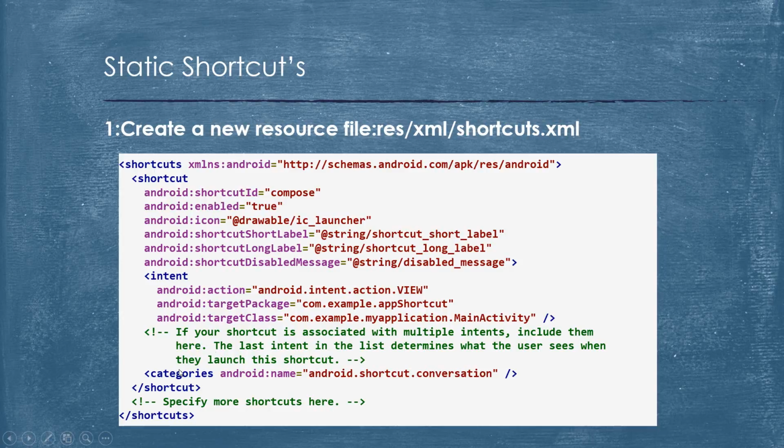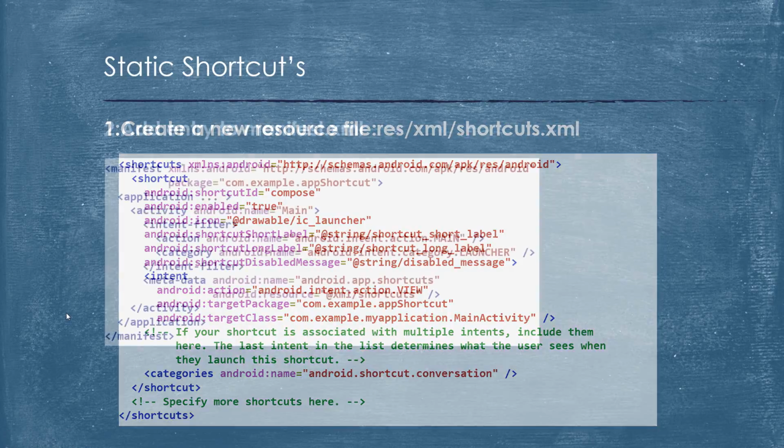And that is the category. Right now only one category is available, android.shortcut.conversation. So this is the only tag that is available. In the future maybe we will have more categories, and the behavior will change based on this. Right now it is only one tag that is available as per developer.android.com. So this is for one shortcut. If you want more shortcuts, you can just create another shortcut open and close tag, and you can decide whatever you want in that. So let's see what comes in the next.